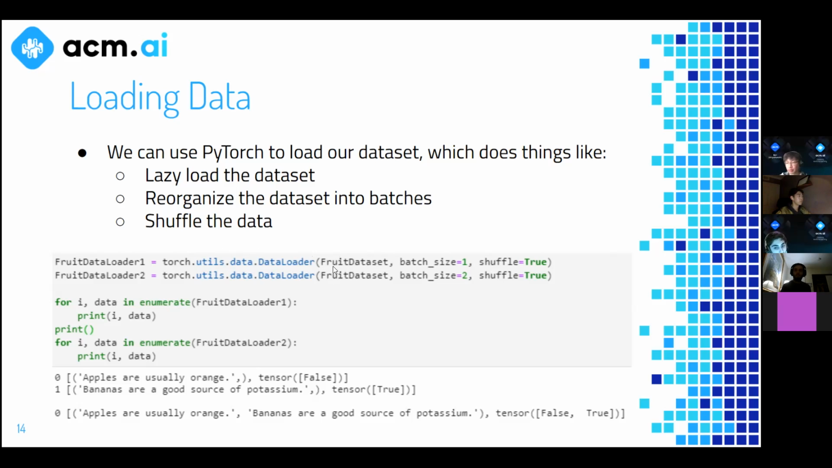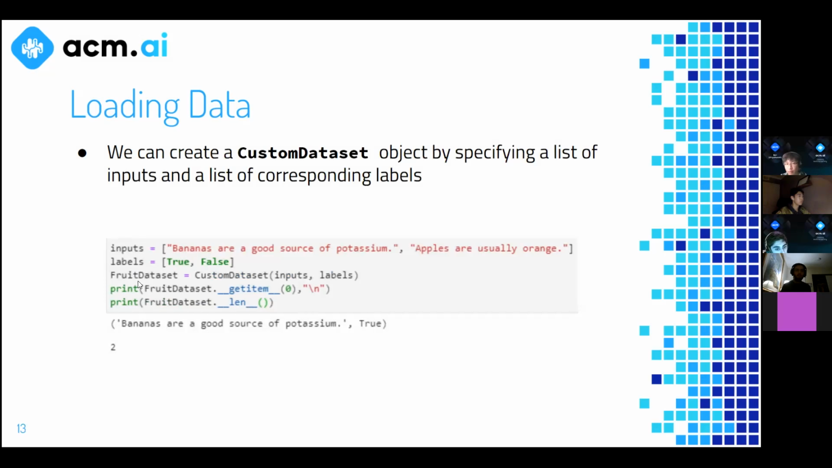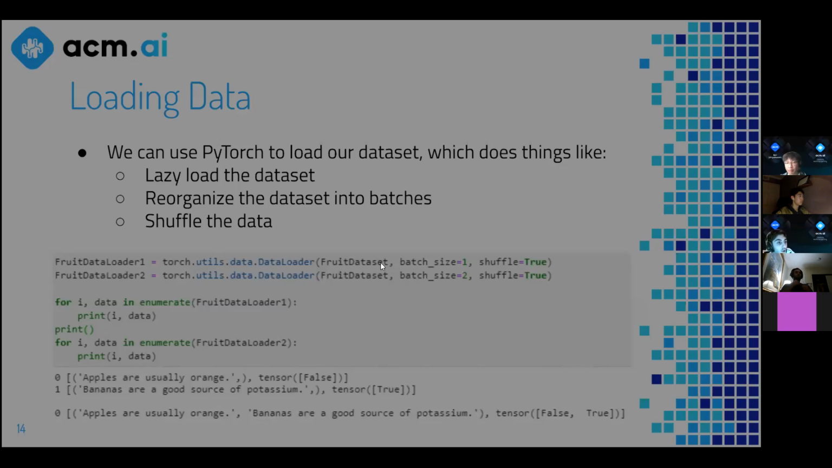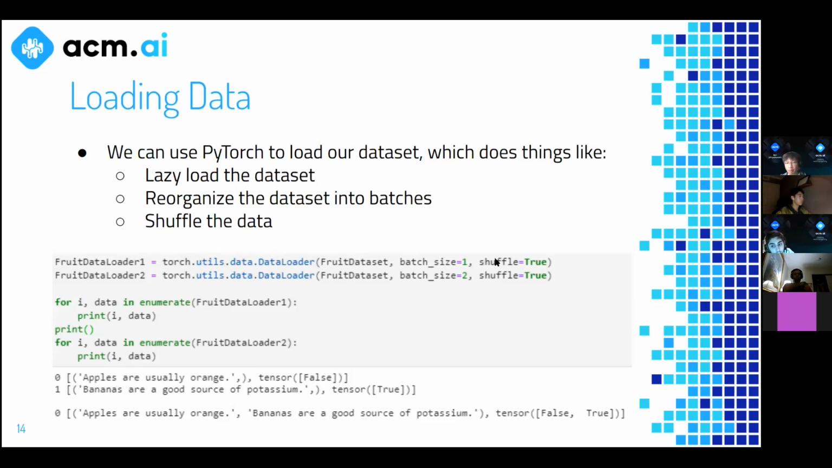So you pass in your fruit data set. Our fruit data set was just this guy here. We defined the fruit data set by initializing an instance of a custom data set. So you pass in your instance of your custom data set, you pass in what your batch size is, and you pass in whether or not you want to shuffle it. Hopefully this is intuitive. Batch size 1 is batch size 1. Shuffling true means you randomly shuffle the data. Shuffle false means you just keep it in the same order that it was in the data set.